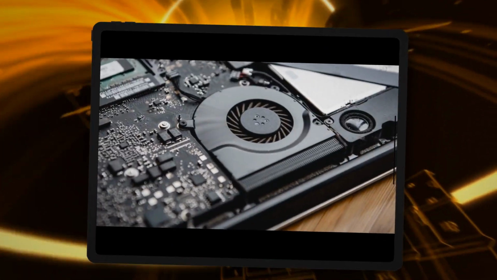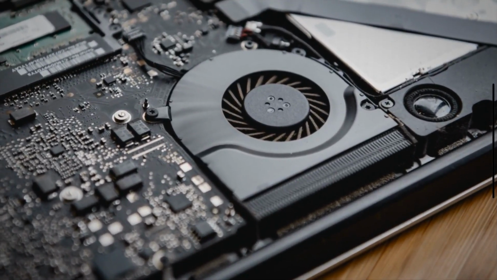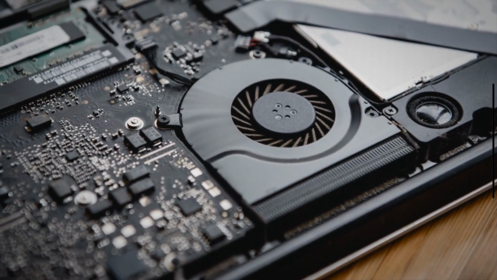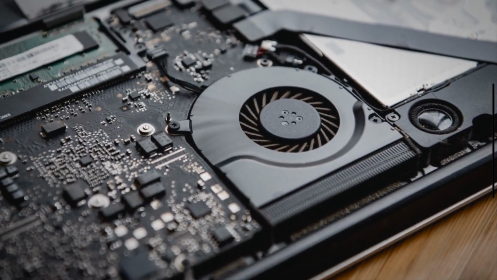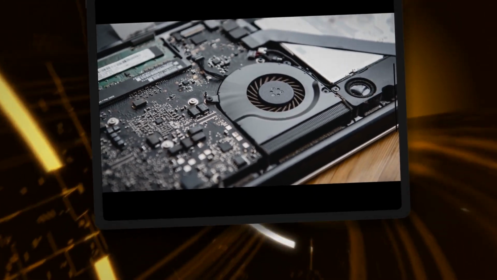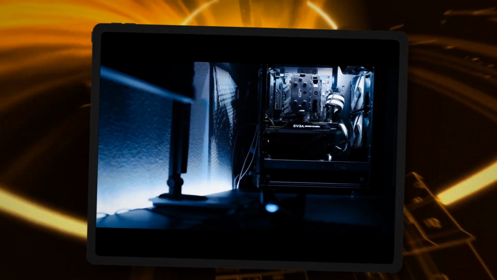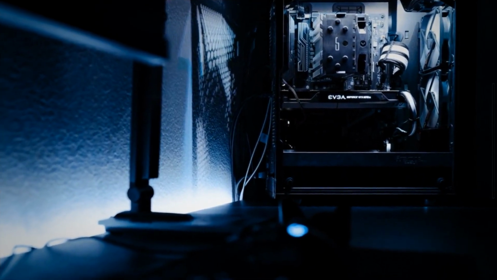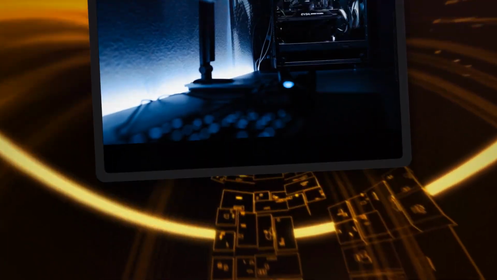When shopping for computer components, you've probably encountered power ratings like TDP and TGP. But what exactly do these acronyms mean, and why do they matter? TDP stands for Thermal Design Power, while TGP stands for Total Graphics Power. Though they sound similar, they serve different purposes and apply to different components.